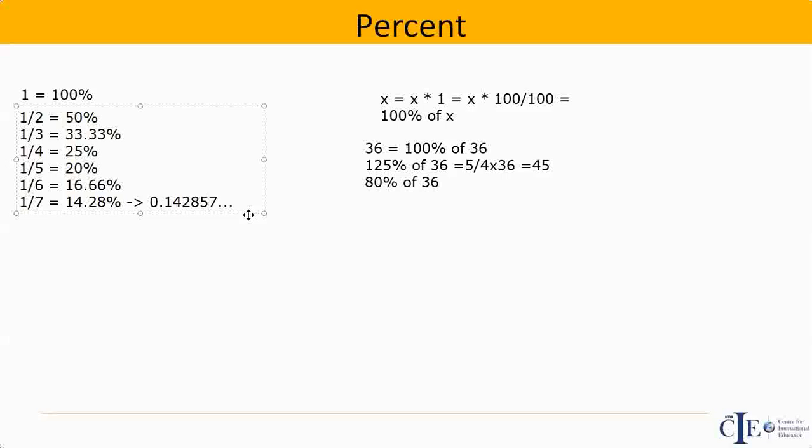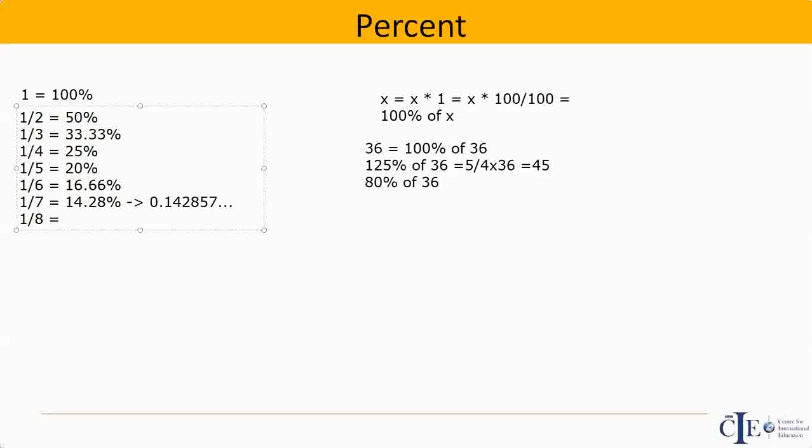So 0.142857. Now, if I need to remember its corresponding percent value, it's just 14.28. So 7, its double 14, and then point double of 14, which is 28. So you will see it's not a very difficult number to remember. So 14.28. Now, for 1 by 8, we can say 1 by 8 is half of 1 by 4, right? 1 by 2 into 1 by 4 is 1 by 8.